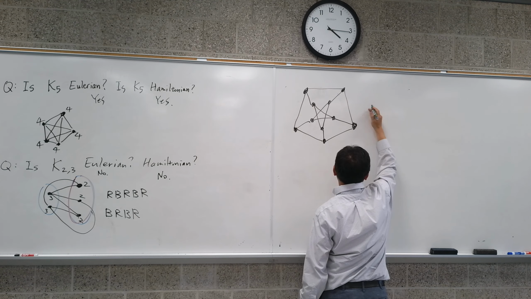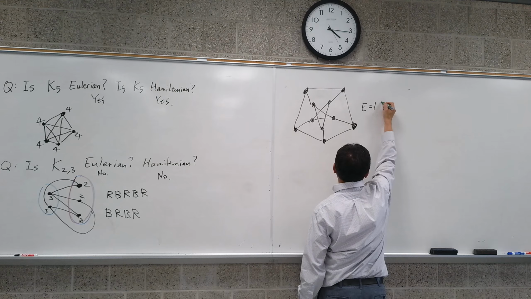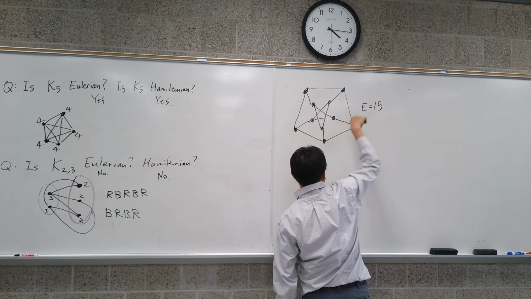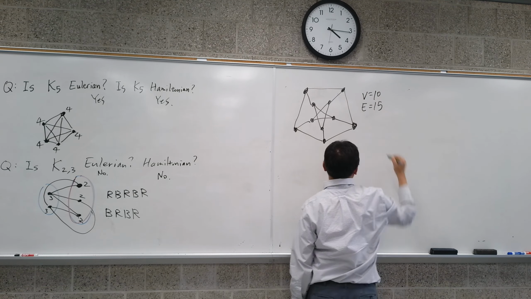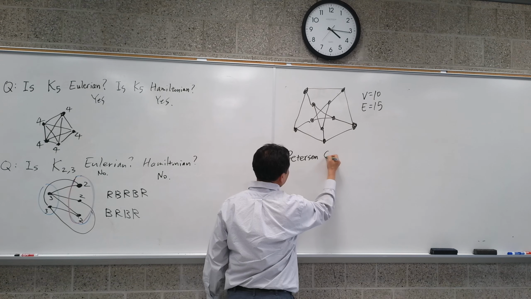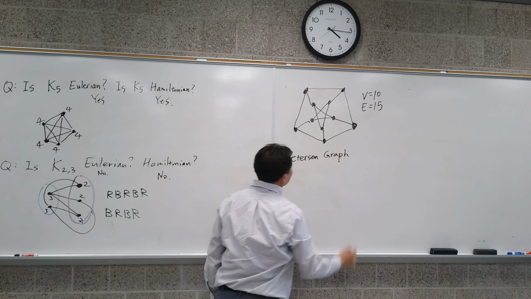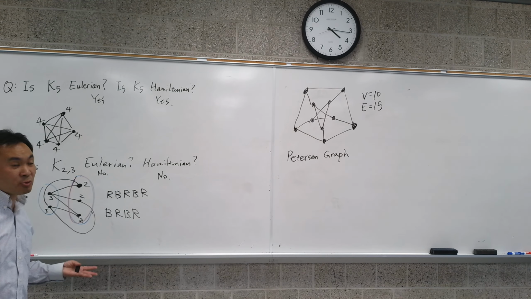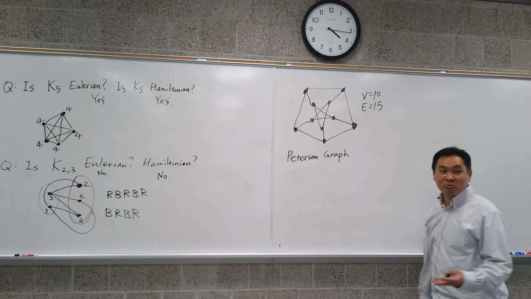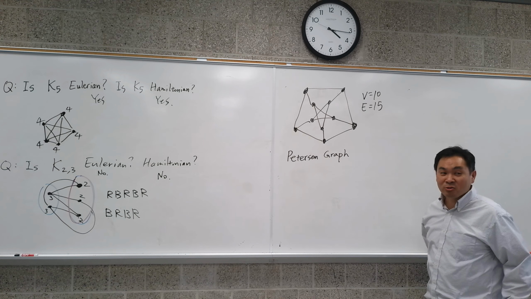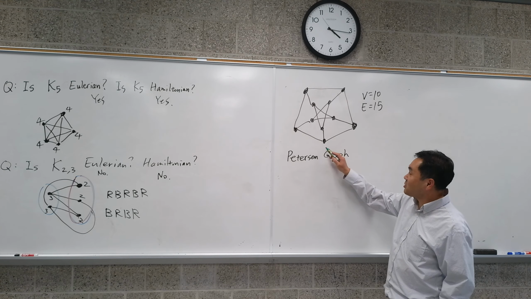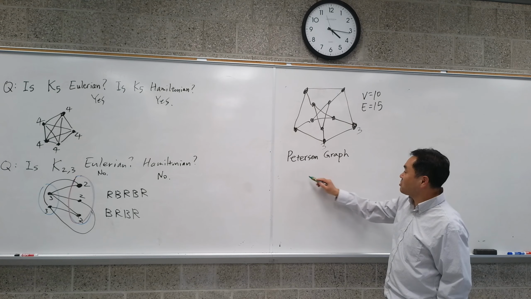Okay, so if you count the edges, these are not vertices. If you count the edges, there will be 15 edges, and there are 1, 2, 3, 4, 5 vertices in the middle, and then 5 outer ones. So there are a total of 10 vertices. So this was known as the Petersen graph. It's an important graph because so many examples in graph theory use this as a counterexample to various conjectures you can make. And this one is not Eulerian because these degrees are 3, so not Eulerian.